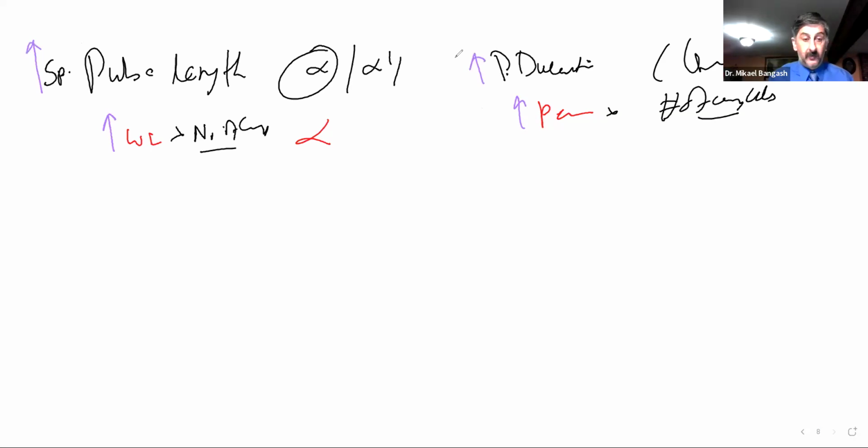Both of these here will be increased. Or on the other side, if you have a lesser wavelength, we will have a shorter period, and we will have a shorter spatial pulse length, and so a shorter pulse duration. Did that make sense?